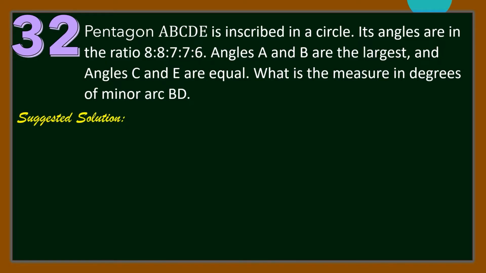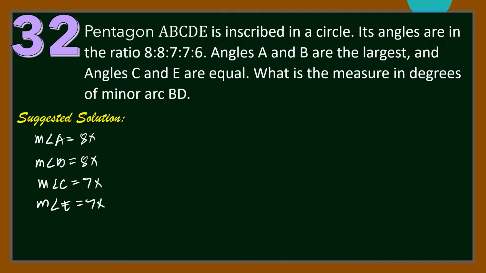Let x be the scale factor, then angle A and angle B are the two largest angles, therefore measure of angle A is equal to 8x. Also, measure of angle B is equal to 8x. Angle C and E are equal, hence measure of angle C is equal to 7x as well as the measure of angle E. Then the measure of angle D is equal to 6x.